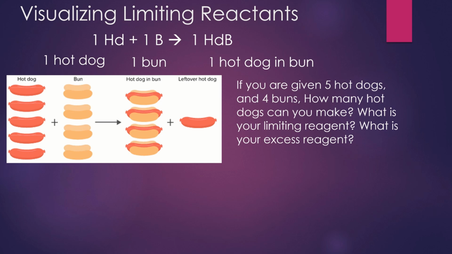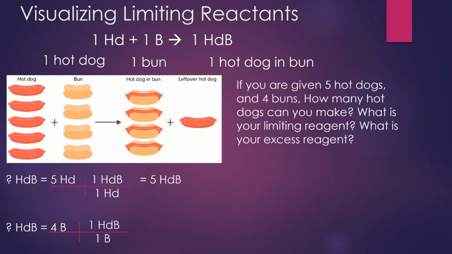I can tell visually what my excess reagent is and what my limiting reagent is, but let's apply the math like we would if it were a real chemistry equation. How many hot dogs in a bun can I make from 5 hot dogs? Using my balanced chemical equation, I know that I can make 5 hot dogs in a bun from 5 hot dogs. Now, we do the same thing for our buns. We need to do this for each reactant. With 4 buns, mathematically we can see that we can make 4 hot dogs in a bun.